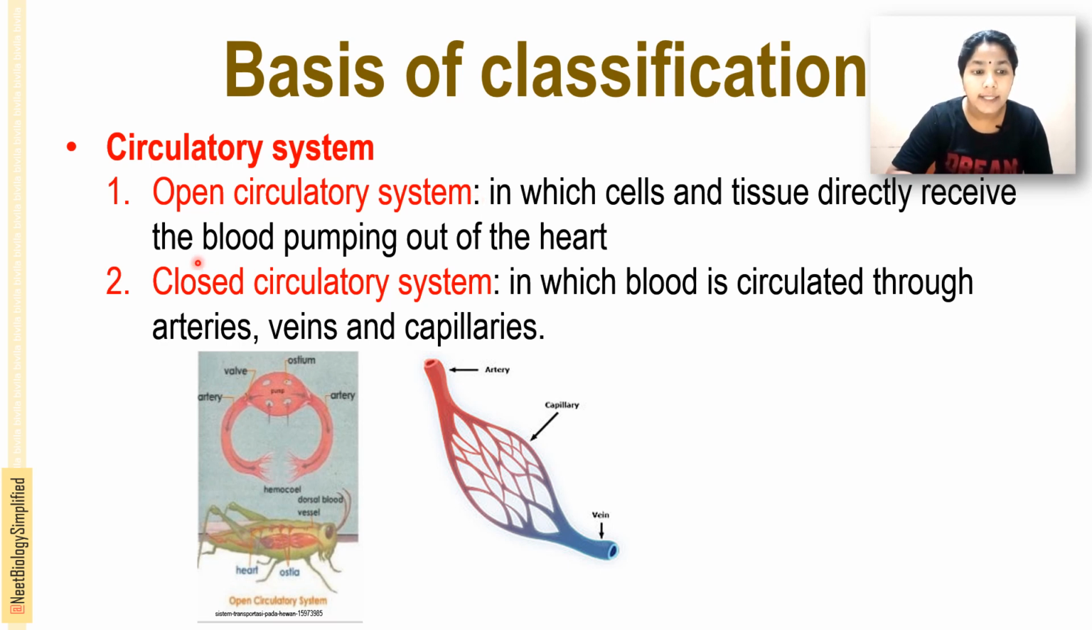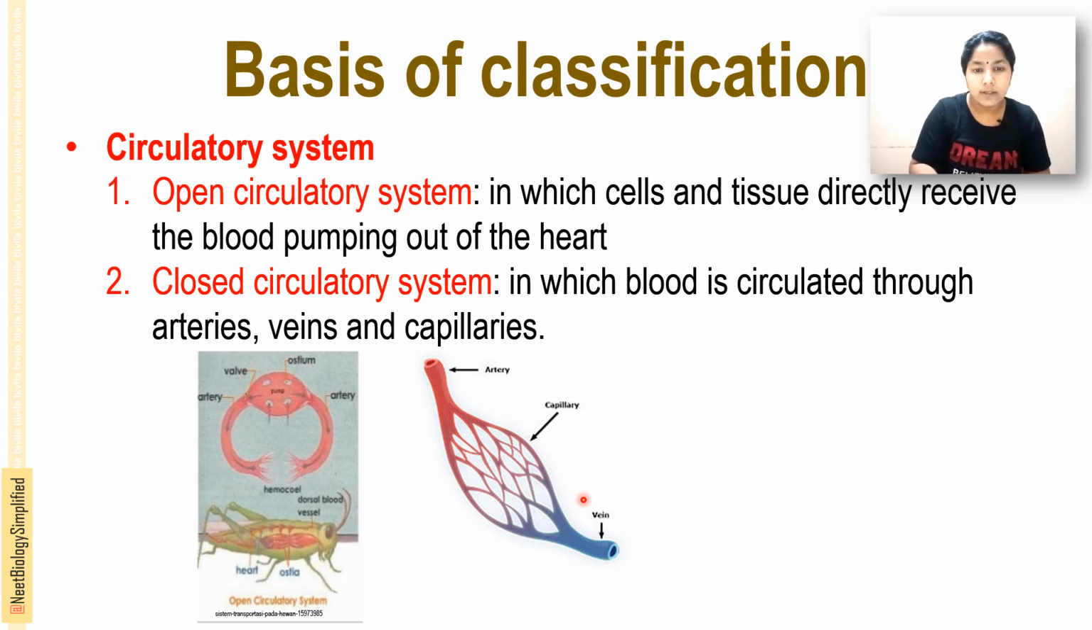And in the closed circulatory system, there is a network of arteries, veins and capillaries, and blood is circulated through this system. The arteries, capillaries and veins join together and form a network, and the blood circulates through this. That is the difference between the open and closed.